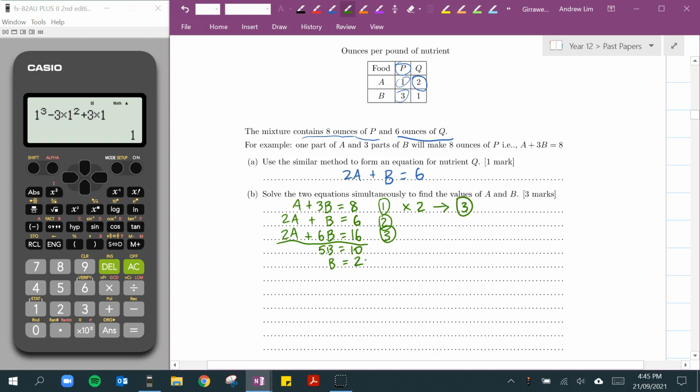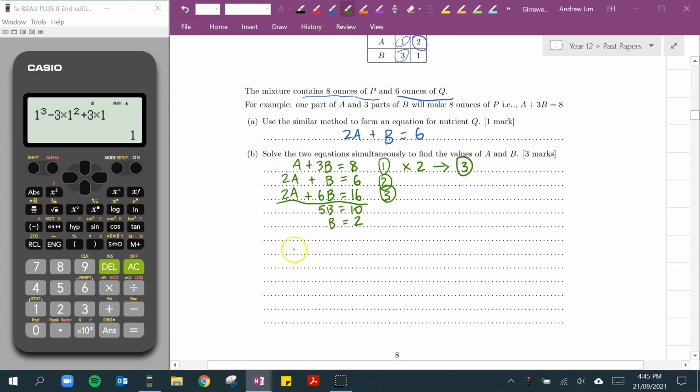And I'll now sub that in to work out A. So A plus 3 lots of 2 is equal to 8. A plus 6 is 8. So A is also equal to 2.